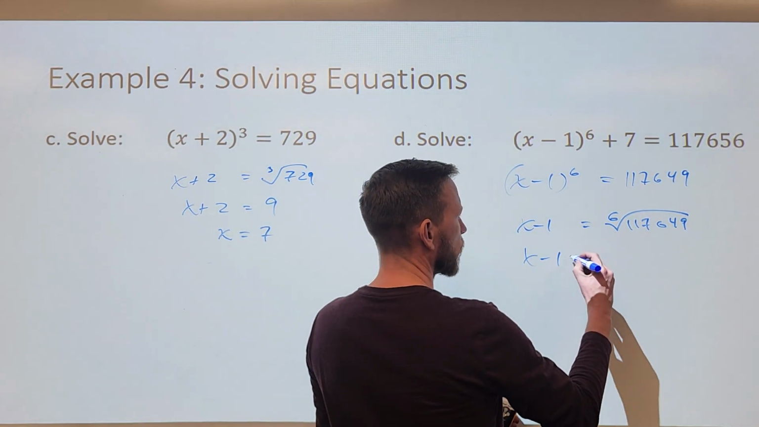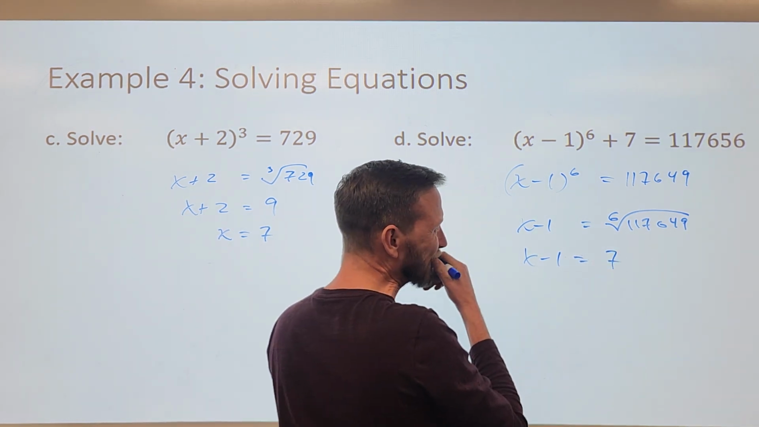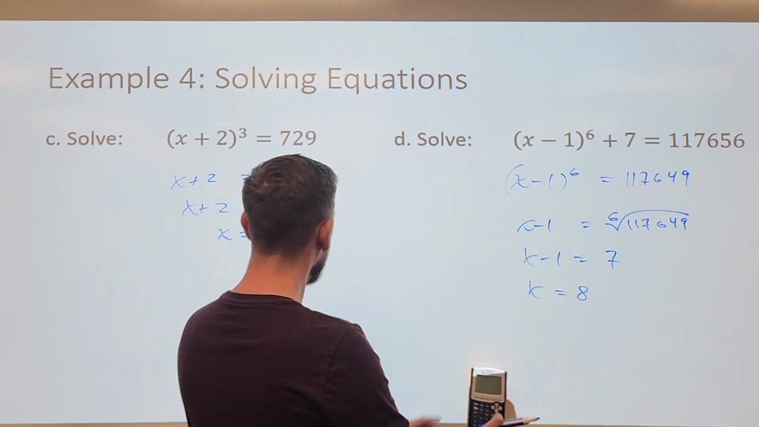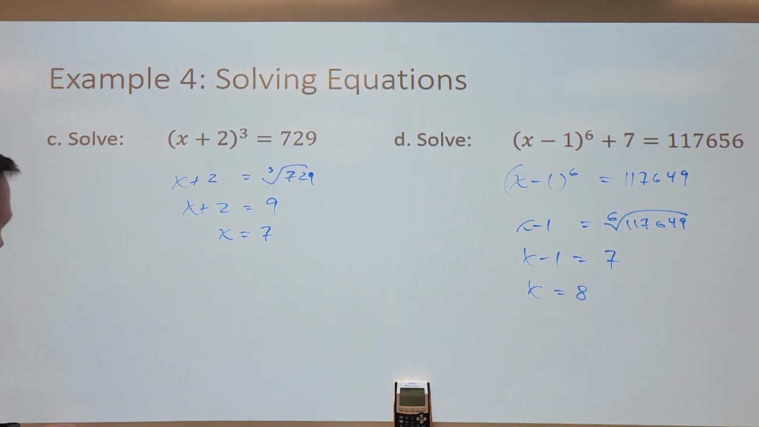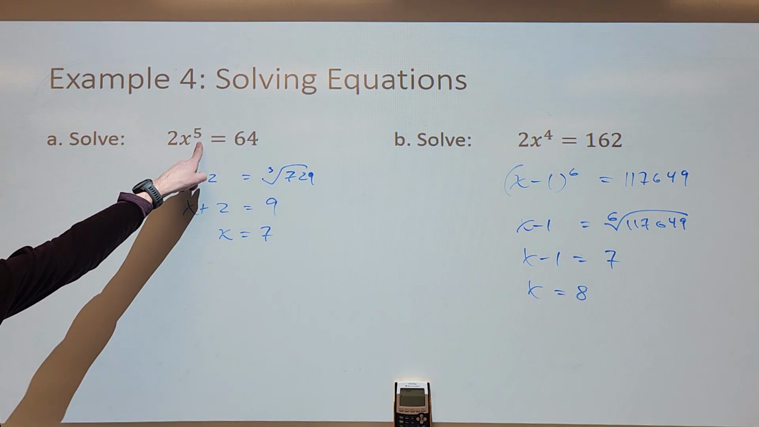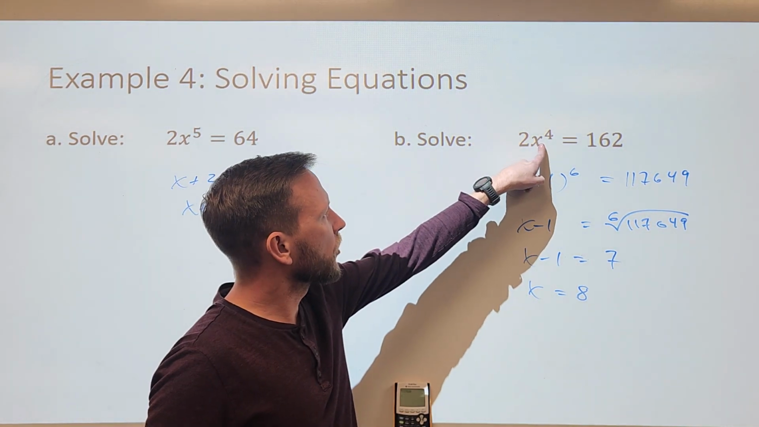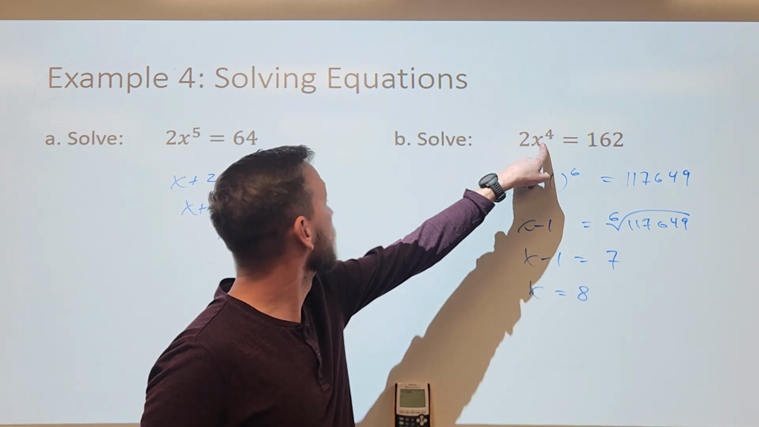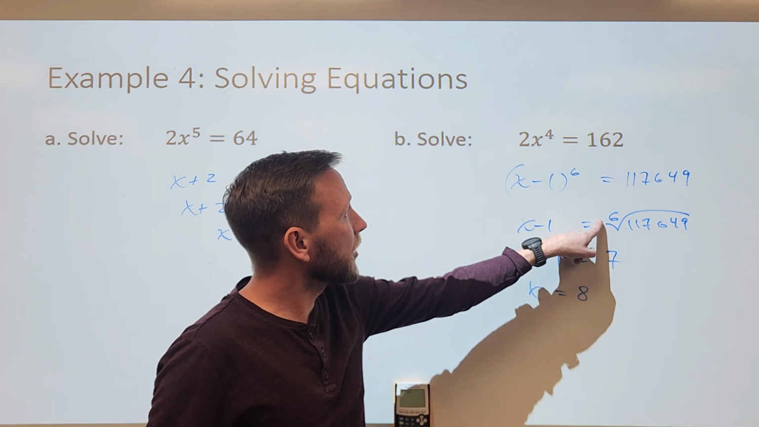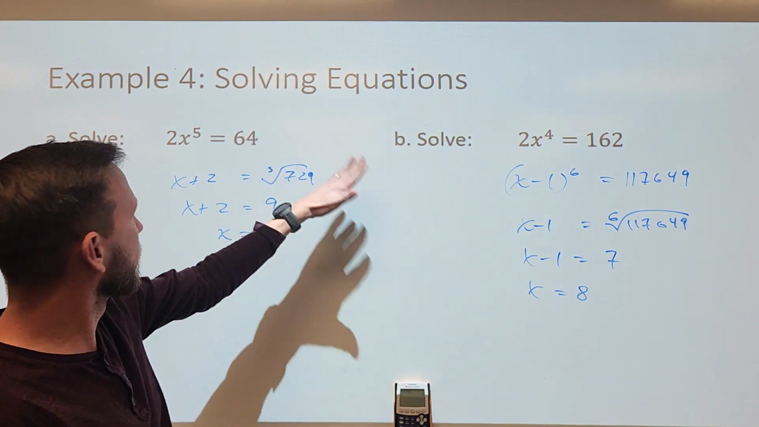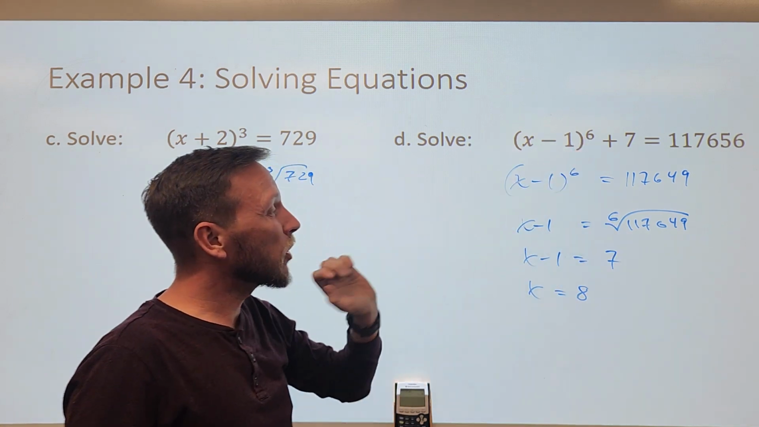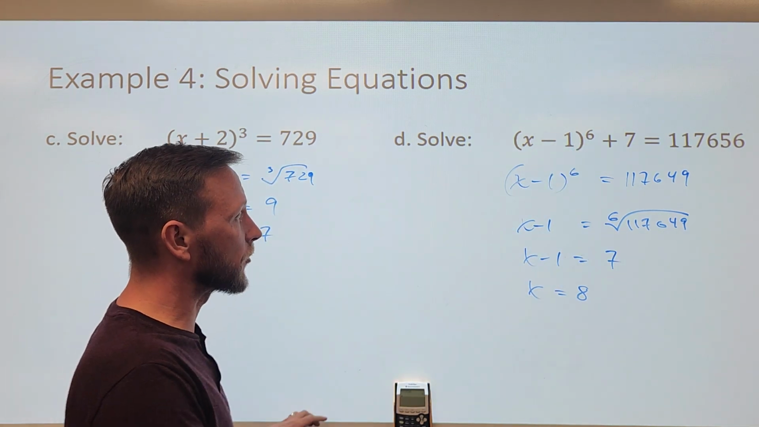And so I get x minus 1 is equal to 7, and that means that x is equal to 8. But here we have a little problem, right? Because if I look back over these, this was an odd index. This was an even power. So an odd power, so odd index. Even power, even index. Well, I guess this is a different example. Odd power, even power. So when we take these roots, we have to be careful.